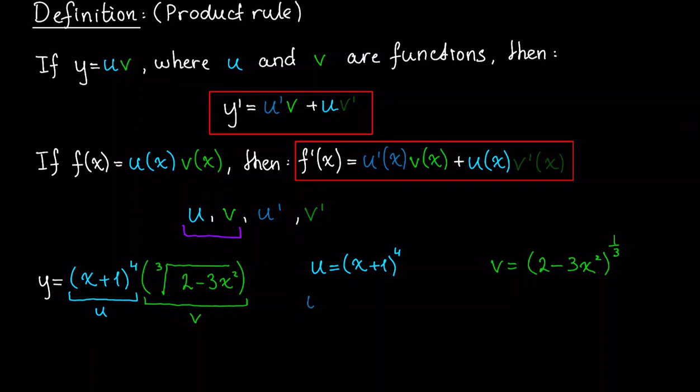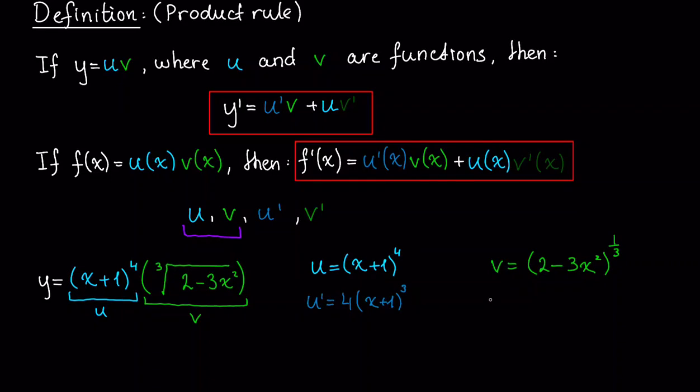For u, according to the power rule, the derivative would be 4 times (x plus 1) to the power of 3. And then by the chain rule, multiplied by the derivative of the inside. Inside of the parentheses, we have x plus 1, and its derivative is just 1. So we can just not write it.